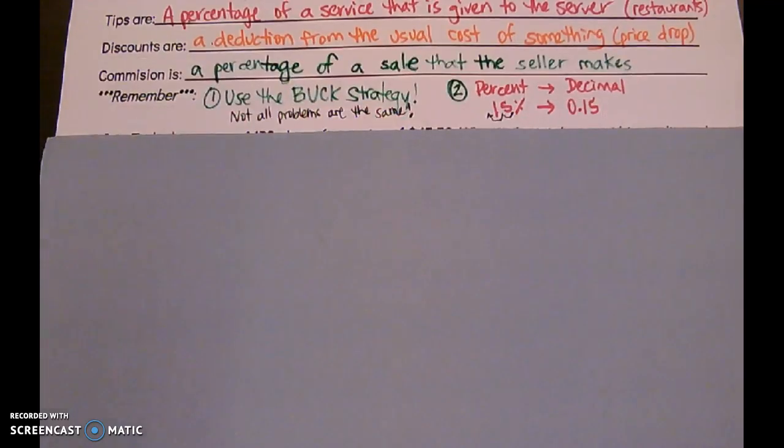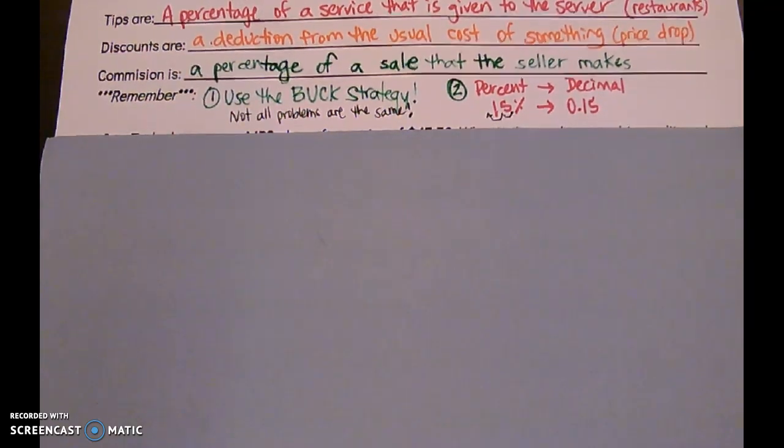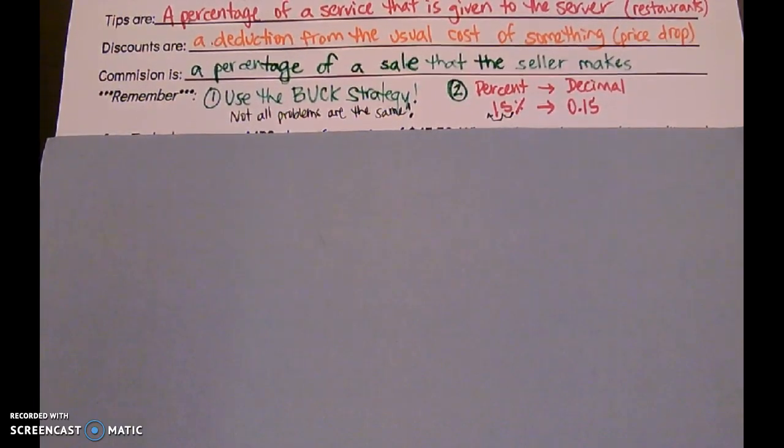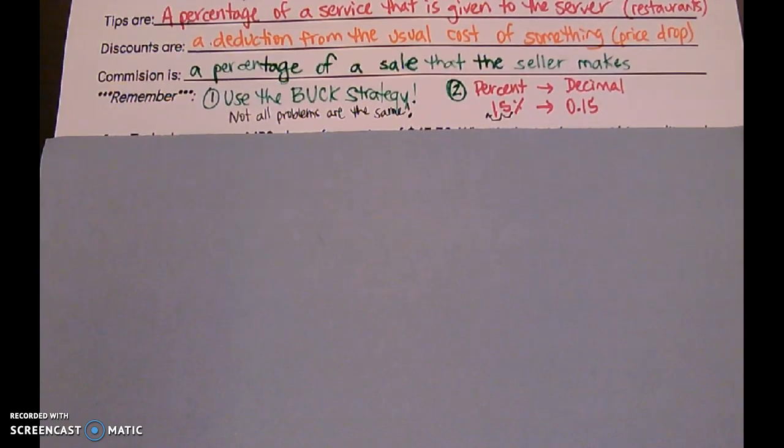Now, there are two things that I want you to remember as we start our journey of solving these problems. The first thing I want you to remember is to use the buck strategy. Remember that you need to box the question, underline important information, circle important vocabulary, knock out the unimportant stuff, and solve. Remember that not all the problems are the same. You have to read and understand what the question is asking you.